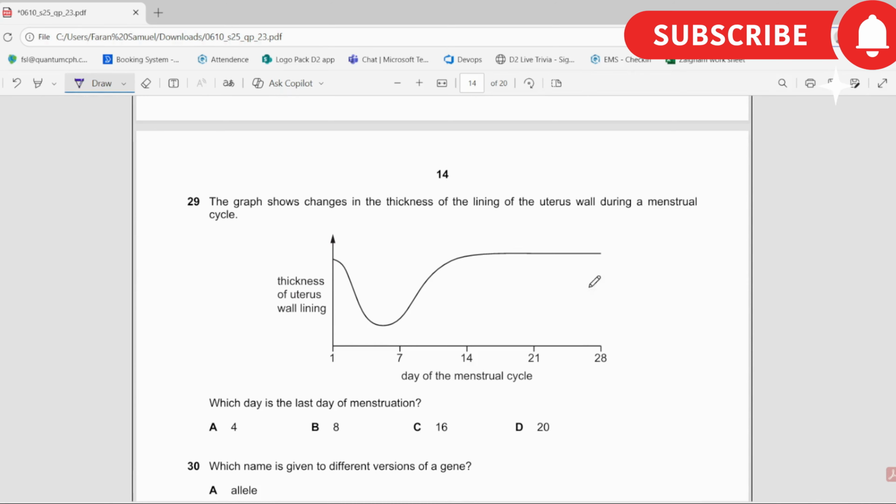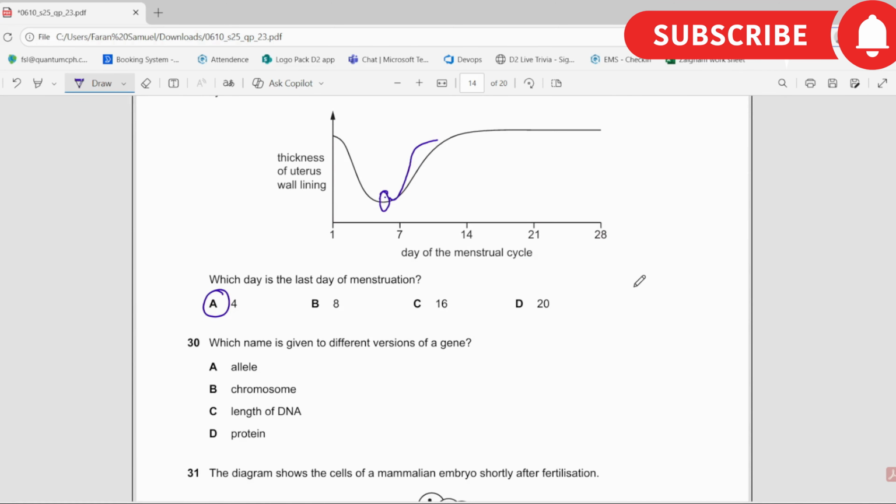The graph shows changes in the thickness of the lining of the uterus wall during the menstrual cycle. Which day is the last day? Why do you think so? Okay, it would be day 4. From this point, the endometrium wall starts to develop again. So it's day 4.